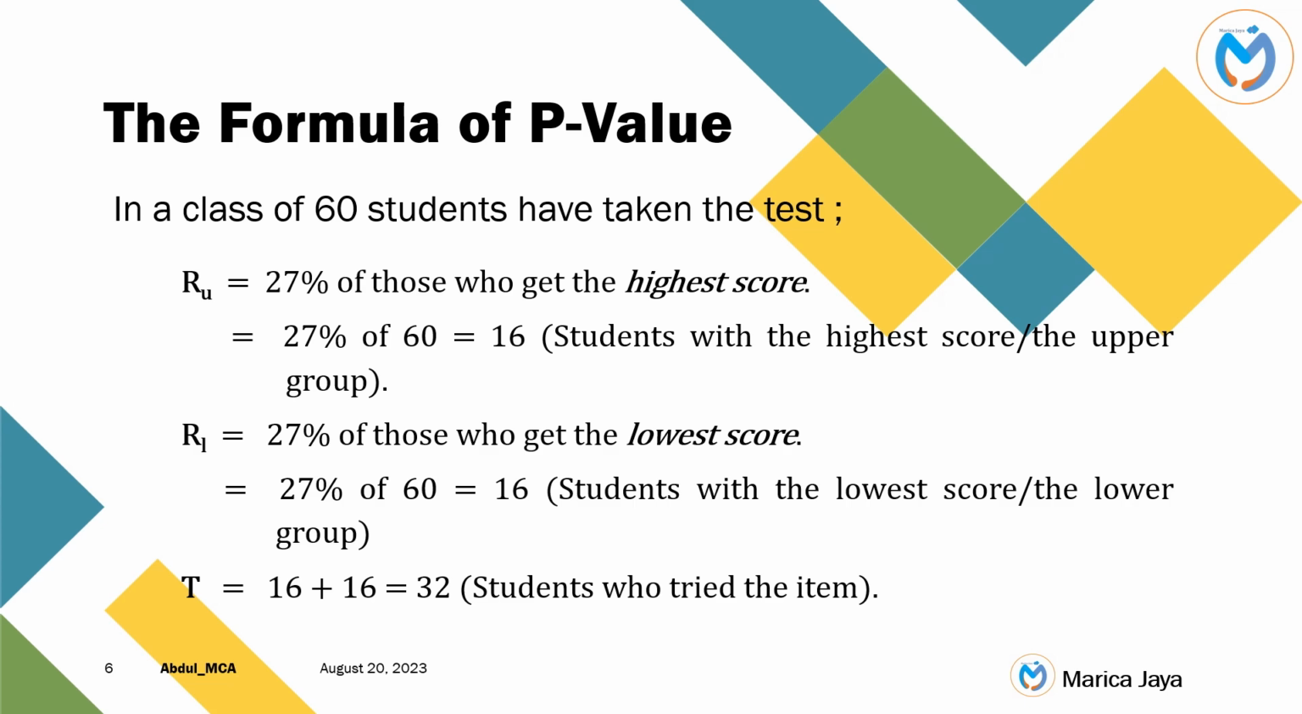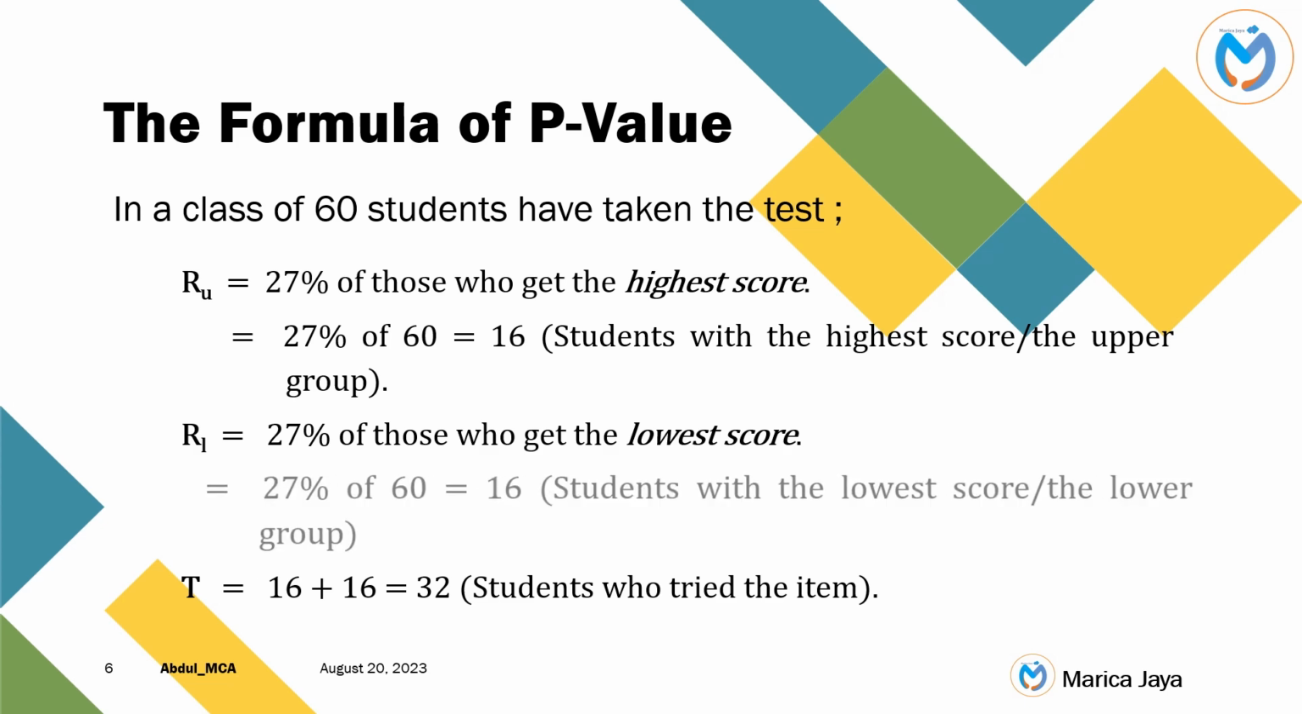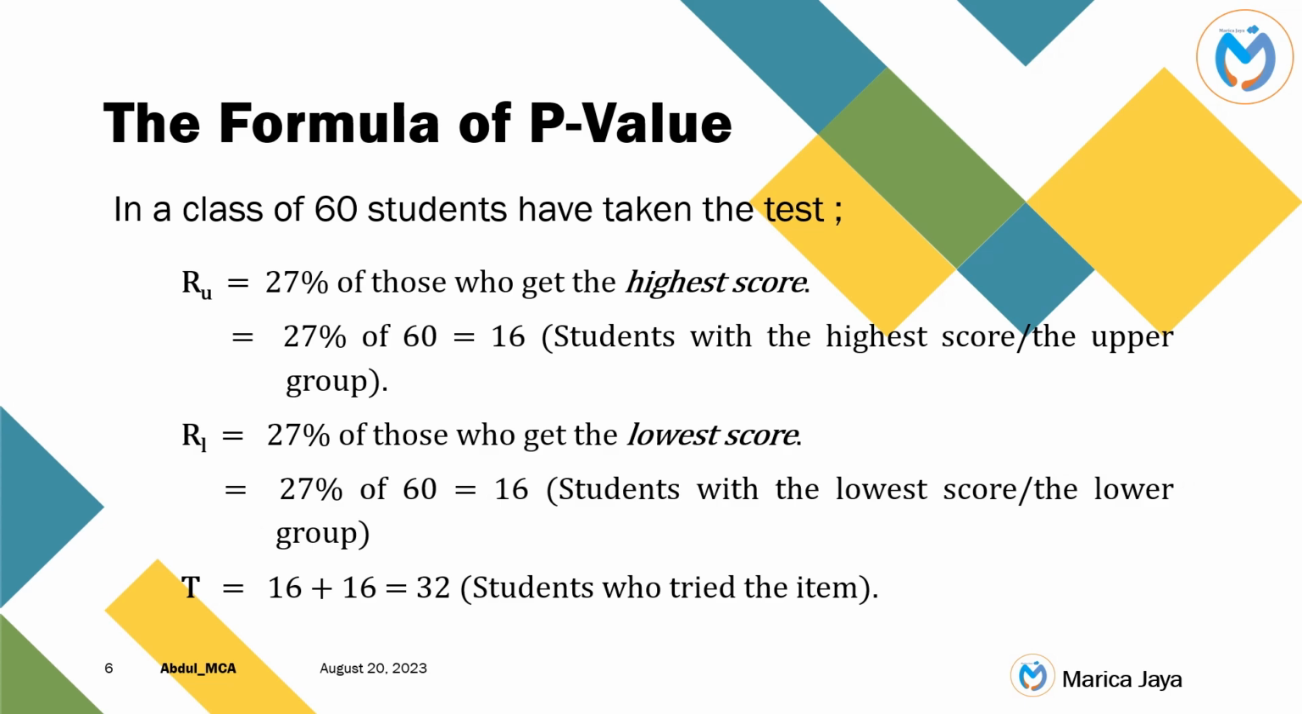In this case, we call this the upper group. Rl is 27% of those who get the lowest scores. So 27% of 60 students equals 16 students with the lowest scores. In this case, we call this the lower group. T, however, is 16 plus 16, which equals 32 students who tried the items.